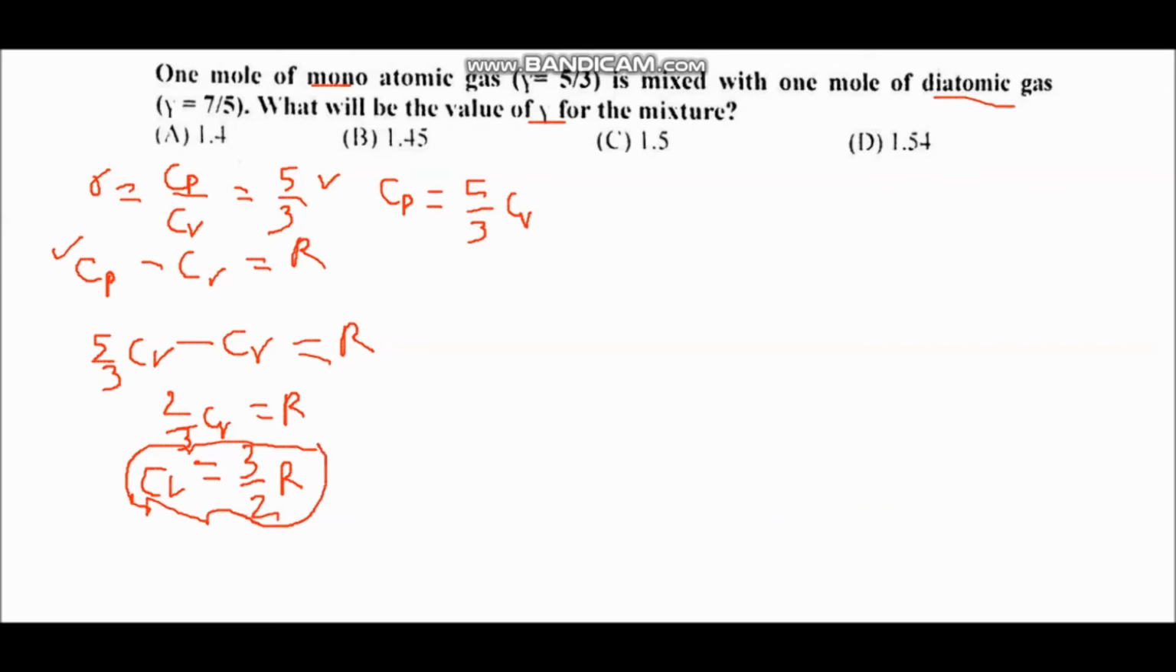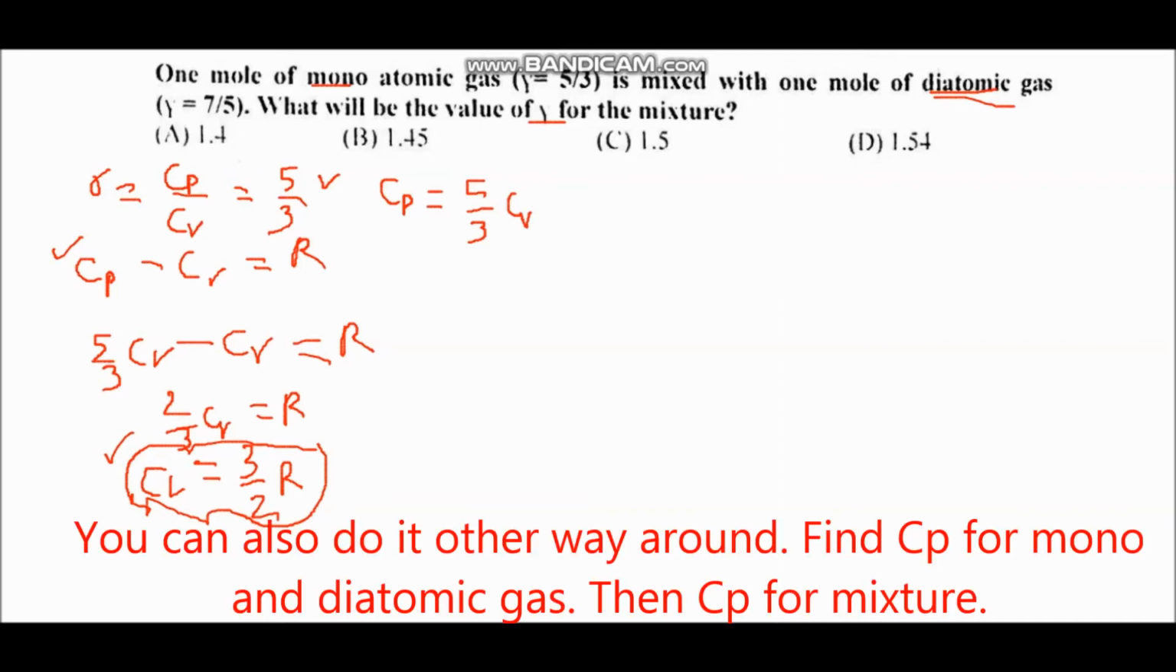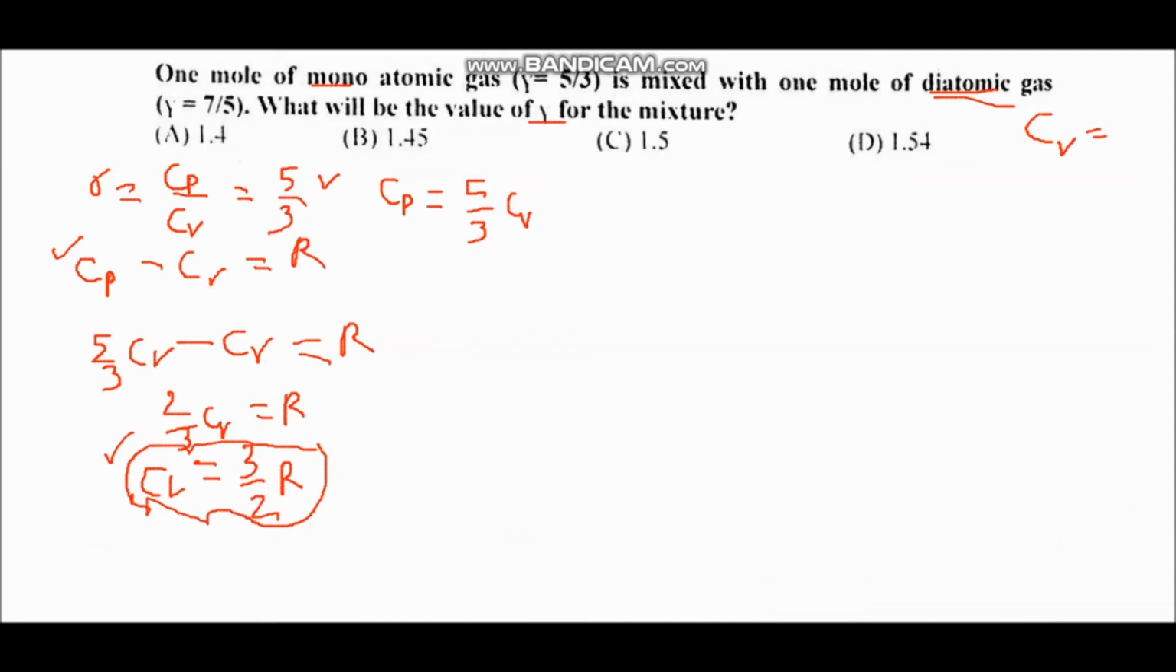So what we will do, we will find Cv for monatomic gas, Cv for the diatomic gas, and then we will find the value of Cv for the mixture of gases. After finding the value of Cv for the mixture, we will obtain the value of Cp for the mixture, and then we divide both and we will get the value of gamma. So this is the way to attempt the question.